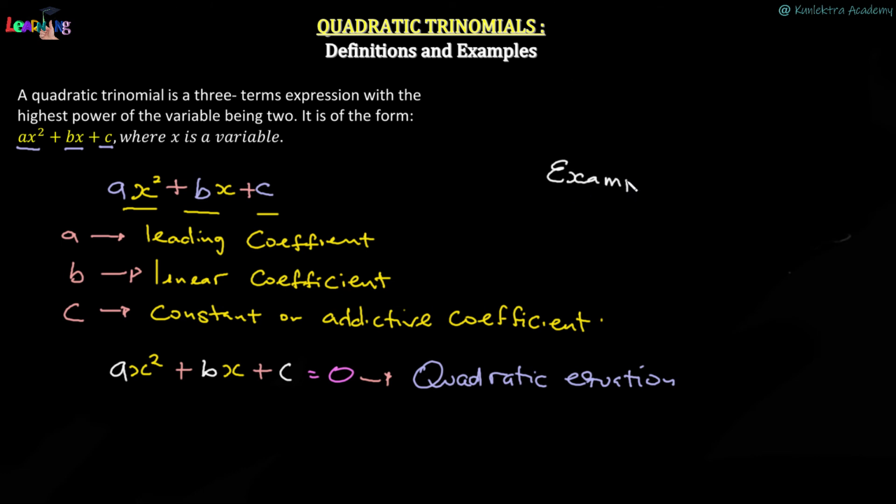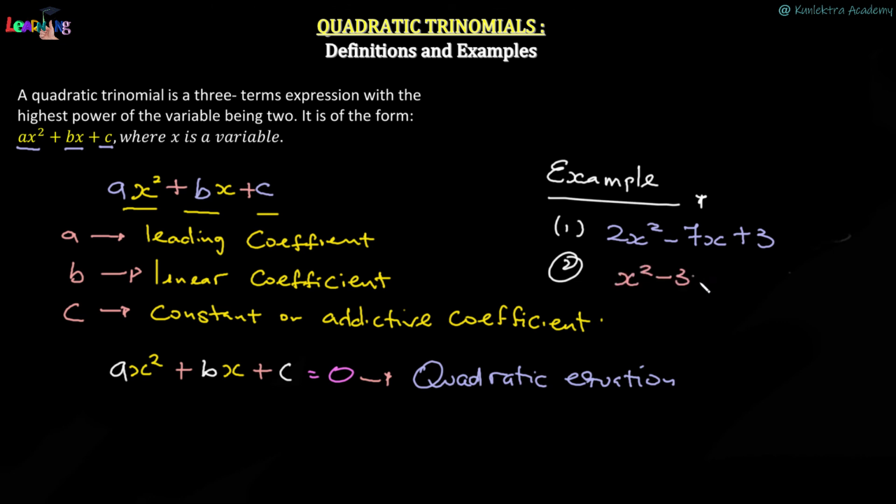Examples of quadratic expressions. 1, you have 2x squared minus 7x plus 3. This is an expression. Number 2, you can have x squared minus 3x plus 5. This is another expression. All these are quadratic trinomials. They are just quadratic expressions.